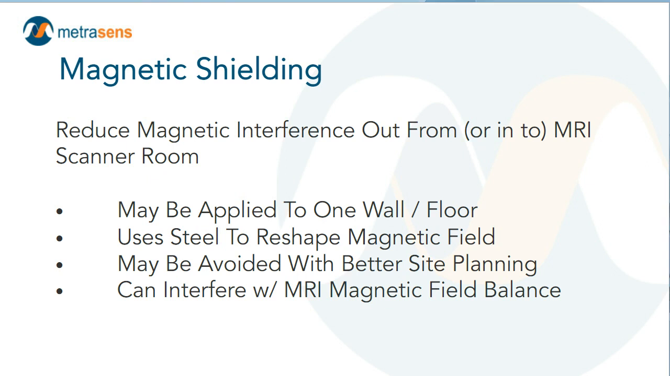We can apply magnetic shielding to just one wall or the floor, and we use plate steel for magnetic shielding. We want to try and minimize this or avoid it because the steel, number one, adds cost, it adds structural weight, but it also can interfere with the effective balancing of the magnetic field of the MRI. And MRIs depend on very precisely balanced magnetic fields. The more magnetic shielding we have, the more difficult rebalancing the MRI can be.